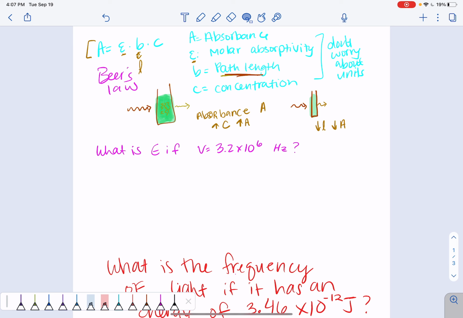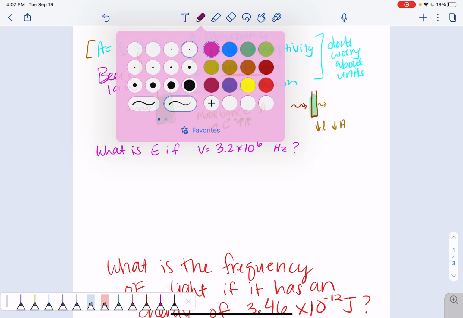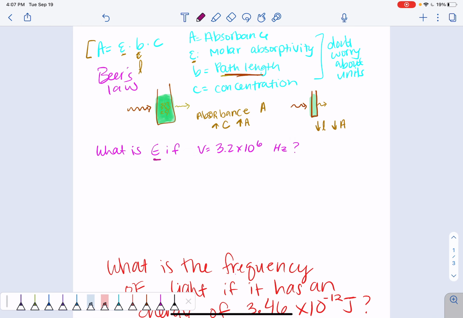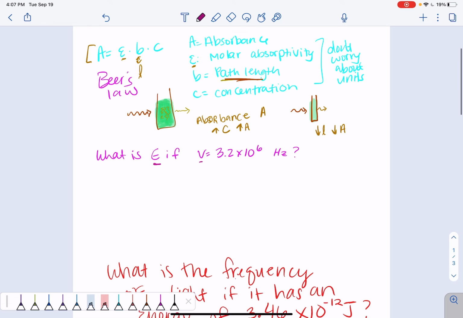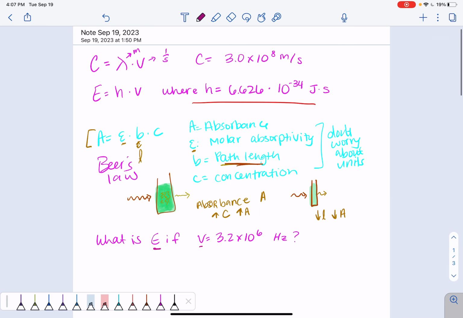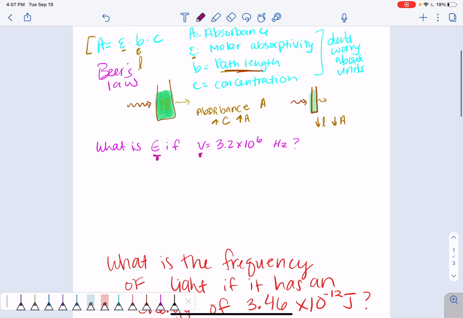Let's work on this problem. The question says, what is E, what is energy, if the frequency is equal to 3.2 times 10 to the 6 hertz? So anytime you have a question, I want you to go back up to your equations and look at which one has the variables that you need. Well, I need E and I need V. This one has both. So I'm going to use that equation.